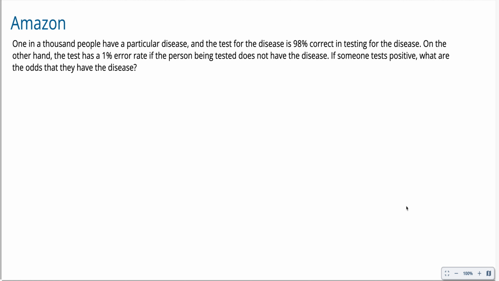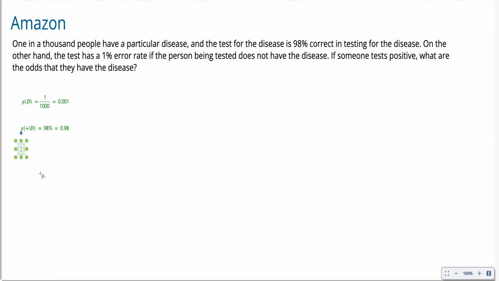1 in 1,000 people have a particular disease. If you translate that into math, the probability of disease is 1 over 1,000, which means it's 0.001. And then the next sentence is that the test for the disease is 98% correct in testing for the disease, which means that given that you have the disease, the test comes back positive. That's what it means by correct. And the probability of that is 98%, which means it's 0.98.